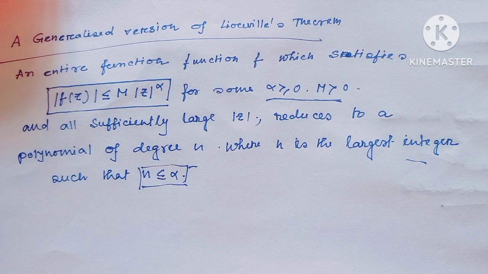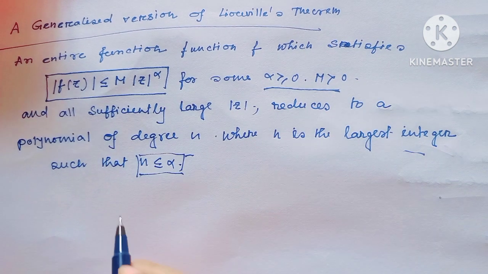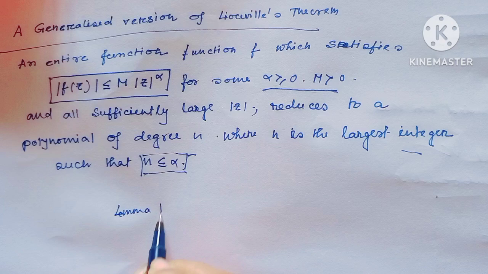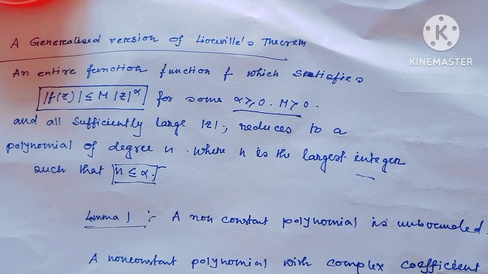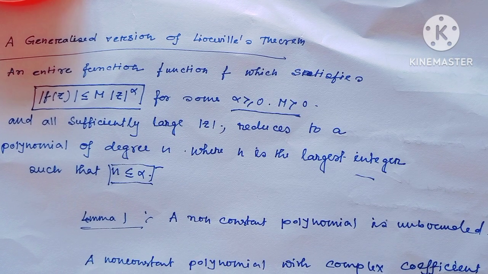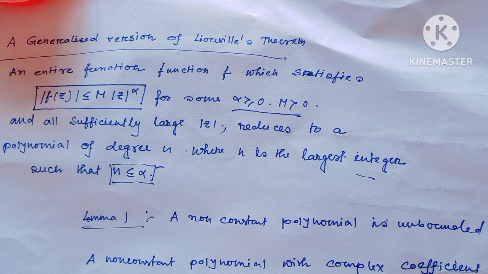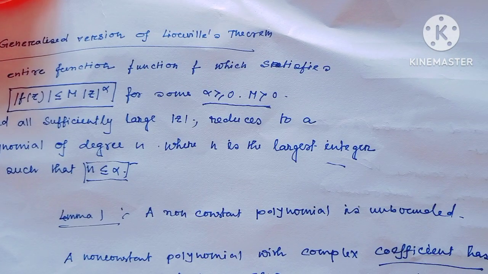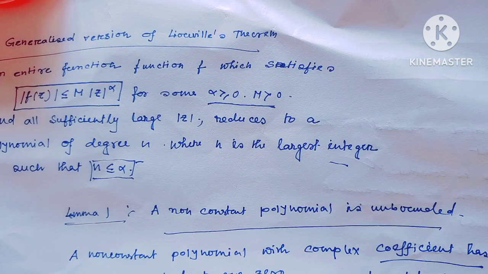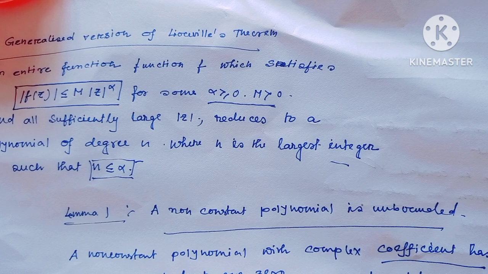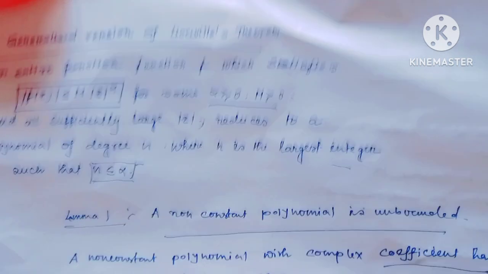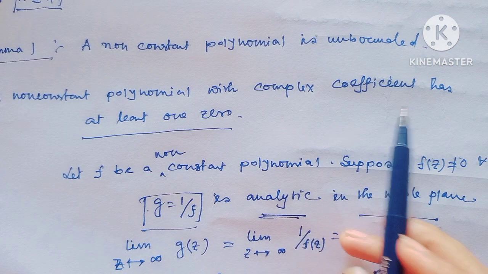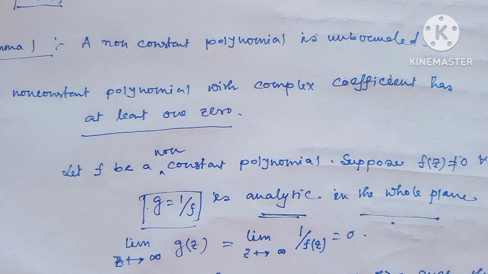For this generalized Liouville's theorem, at first I will see two lemmas which depend on the generalized version of Liouville's theorem. First lemma: a non-constant polynomial is unbounded. Second: a non-constant polynomial with complex coefficients has at least one zero.